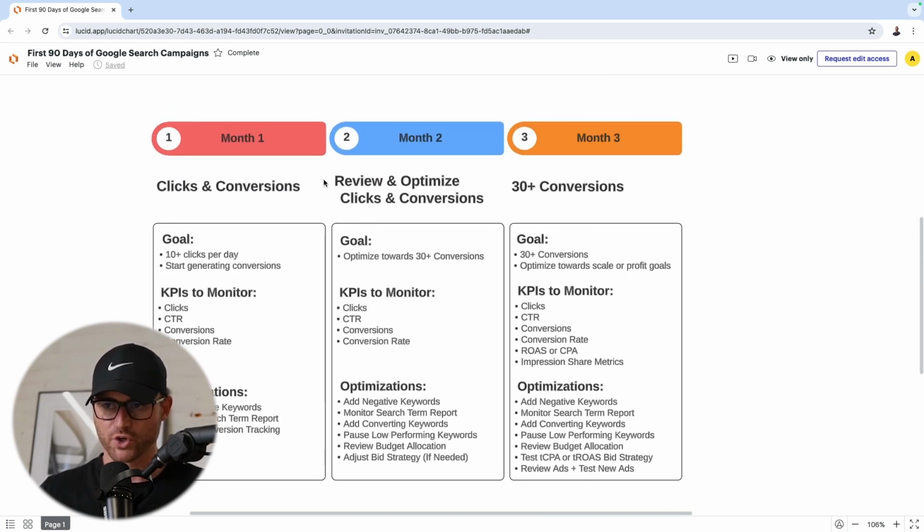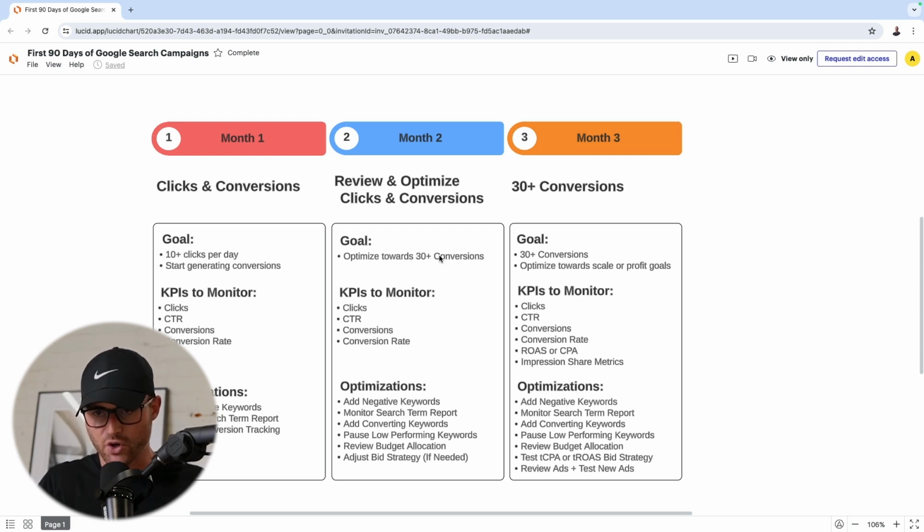Okay, month 2, what's the goal? Well, you want to review and optimize clicks and conversions. So the clicks and conversions you were just generated throughout month 1, you are now doing a continued review of that data. So the goal, month 2, is you want to optimize towards 30 plus conversions. Sometimes that's not going to happen. Sometimes you just can't get to 30 plus month 2, and you may have to wait till you're later on.